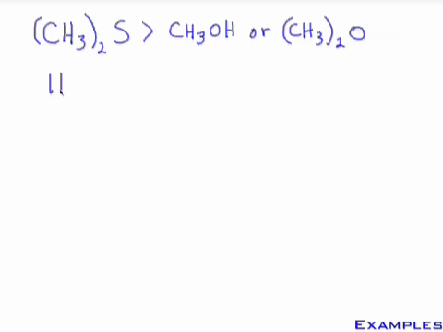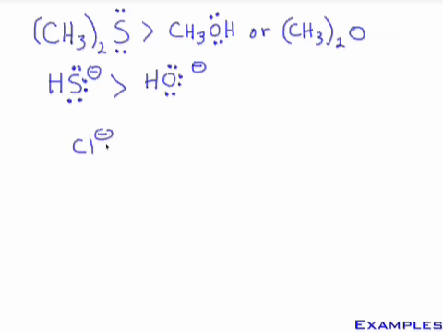HS minus has 3 lone pairs on it, and is a stronger nucleophile than HO minus. This would have 2 lone pairs. Might as well show the lone pairs on these. Cl minus, as you go down the group, we've already established this one is a stronger nucleophile than F minus. Again, there are lone pairs around these. Both Cl and fluorine have 4 lone pairs, 8 electrons.